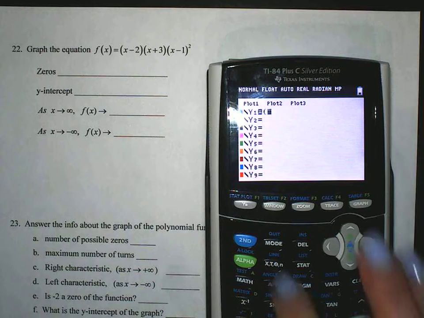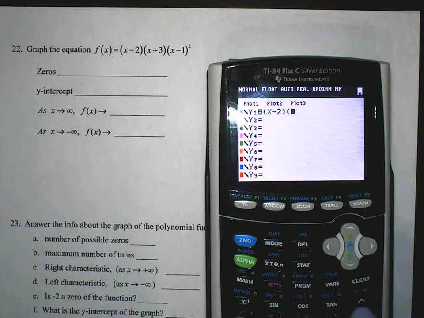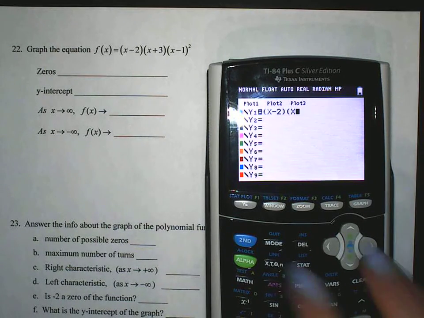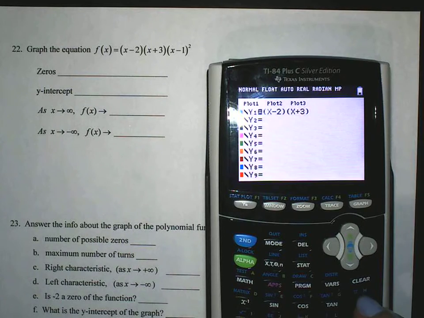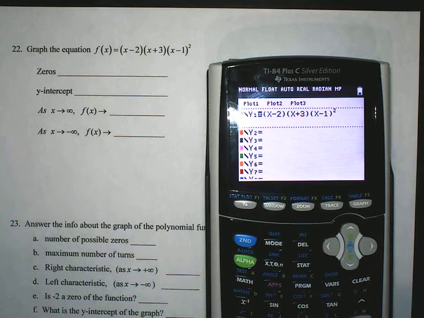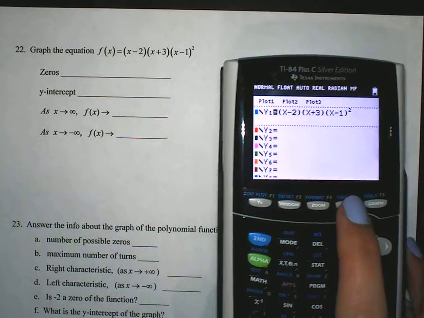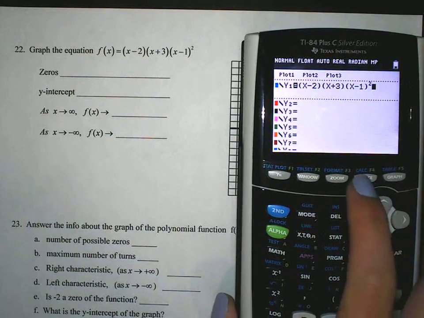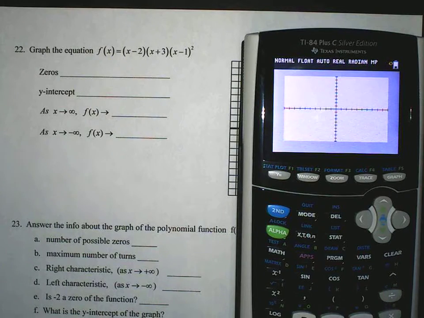Parentheses, x minus 2, close parentheses, another parentheses for x plus 3, and then x minus 1 squared. Okay, you're going to type it in just like how it's written on your paper. Graph. The only reason why we're typing it into our calculator is to give us a picture of what it should look like. Goes directly through -3. Kind of bounces off +1 and goes directly through 2.